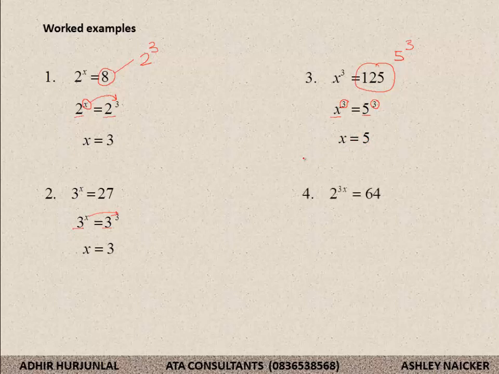Perfect. Example number 4. 2 to the 3x is equal to 64. Even before you do anything, ask yourself this number 64.